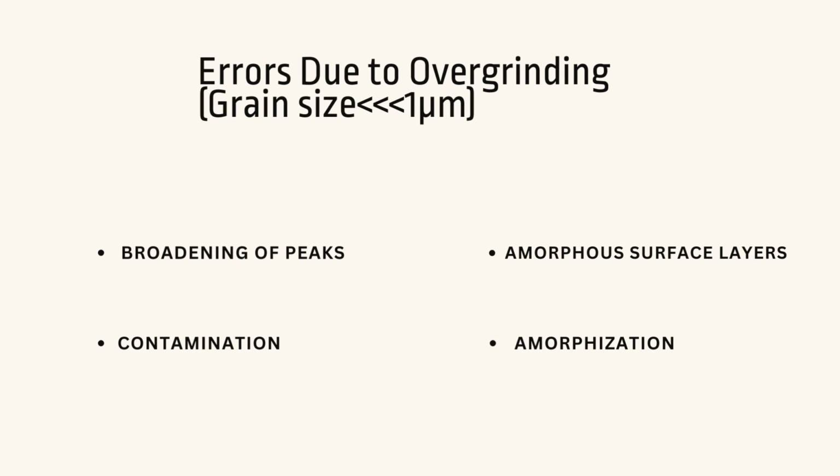On the other hand, if the sample is ground to a grain size of less than 1 micrometer, it is overgrinding. The errors that are caused by overgrinding are broadening of peaks, amorphous surface layers, contamination and amorphization.